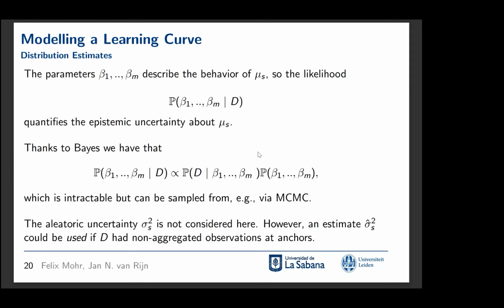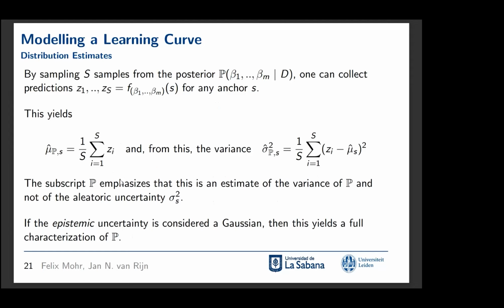Yeah? Okay, so let's suppose that we can draw some samples here from this distribution. How is that then useful? Well, let's say that we have capital S many samples drawn from this posterior distribution with MCMC, for example. Then these samples give us samples of these parameters, beta 1 until beta m, right? So if we have them, then we have basically capital S many descriptions of different learning curves, or capital S many learning curve models.